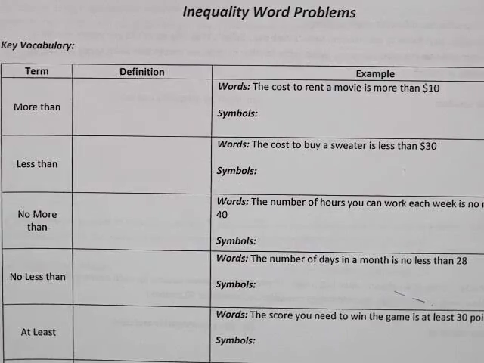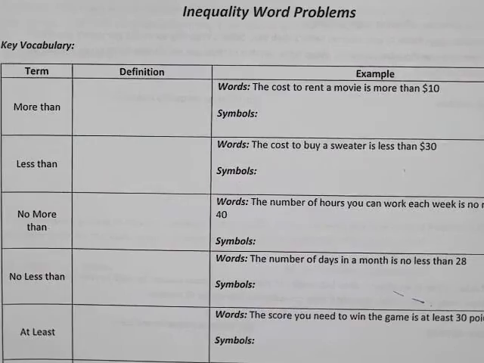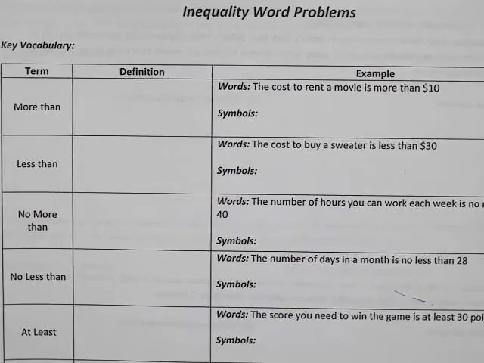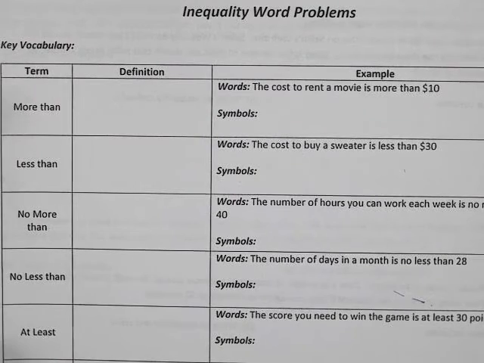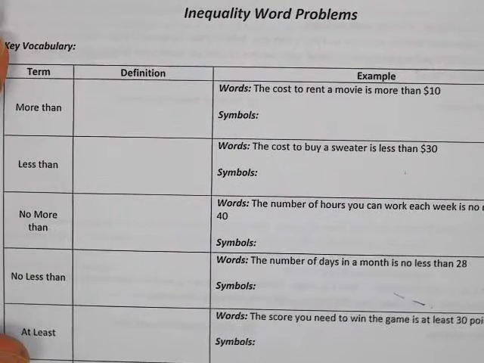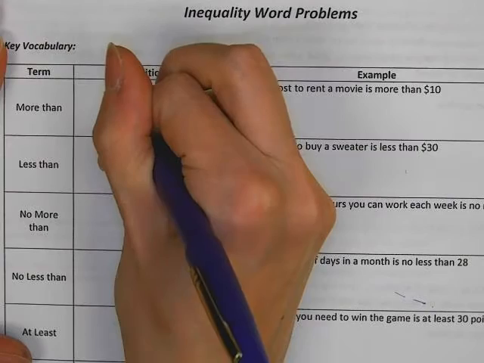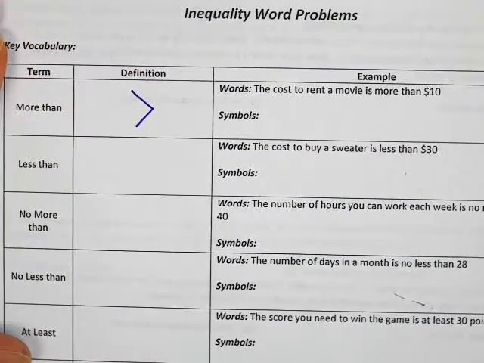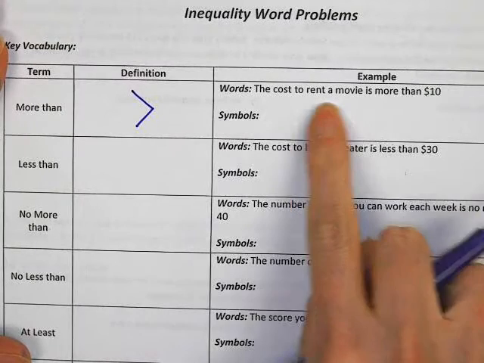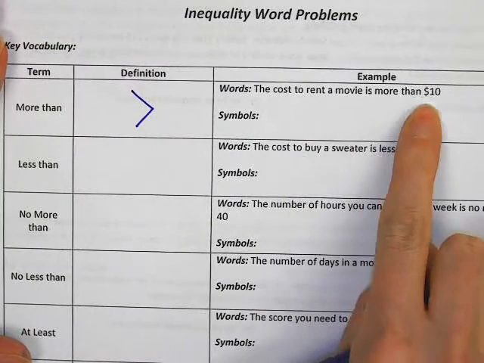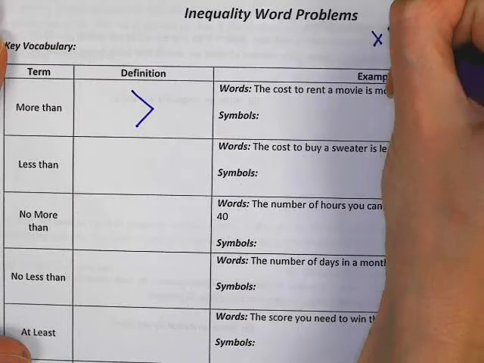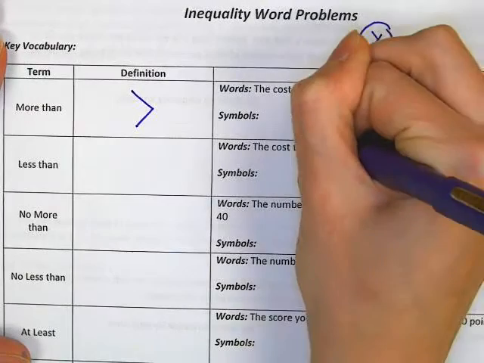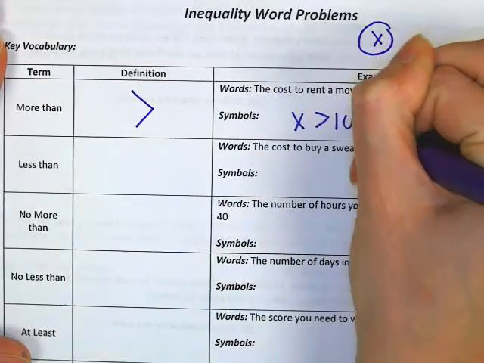All right, we're on to the last section of the chapter. Inequality word problems. This one might be a little long because there's a lot of vocab, so let's jump right in. When you guys see the word more than, don't you think of greater than? Right? More than would mean greater than. So the cost to rent a movie is more than 10. Let's just use X for all these. So we would say X is greater than 10.